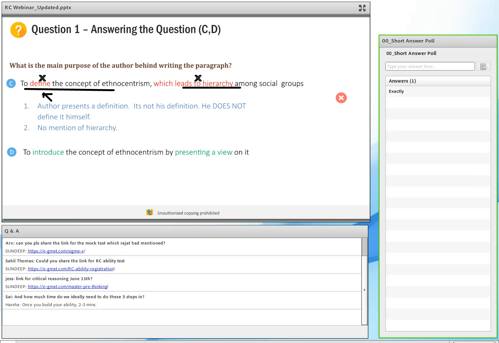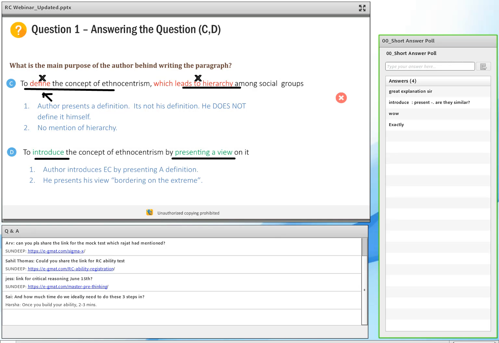Okay. And then choice D, which is the correct answer, says that the author introduces the concept of EC. He gives you a definition, so he does introduce the concept, and then he presents a view on it. What is the view? That concept, that definition is bordering on one extreme. To introduce, as opposed to present from his standpoint, is to really tell, hey, this is one way of doing it.